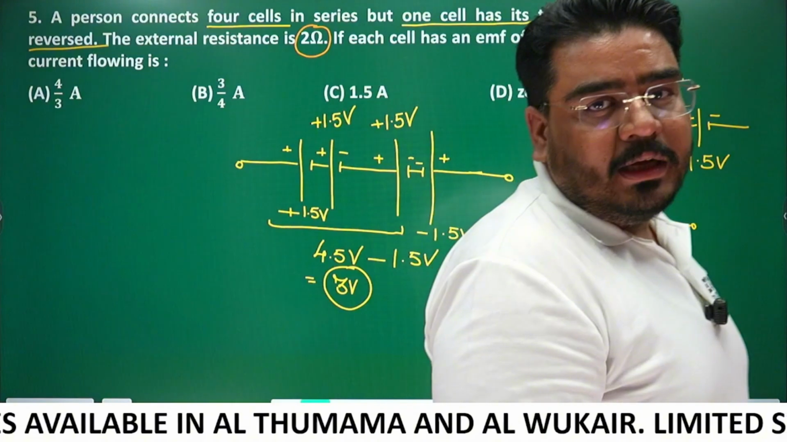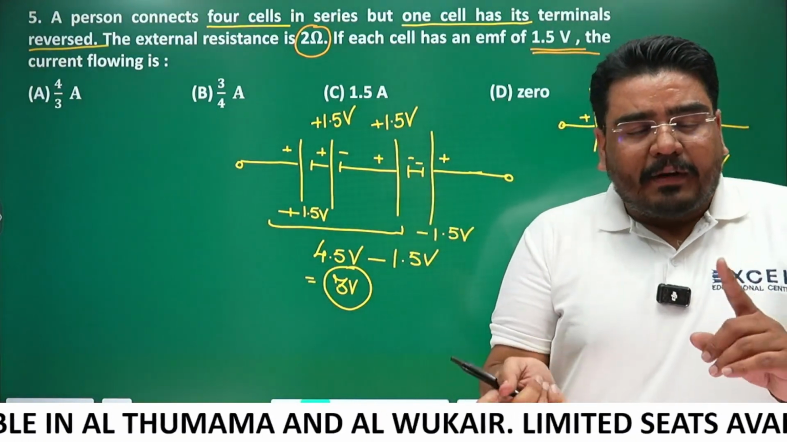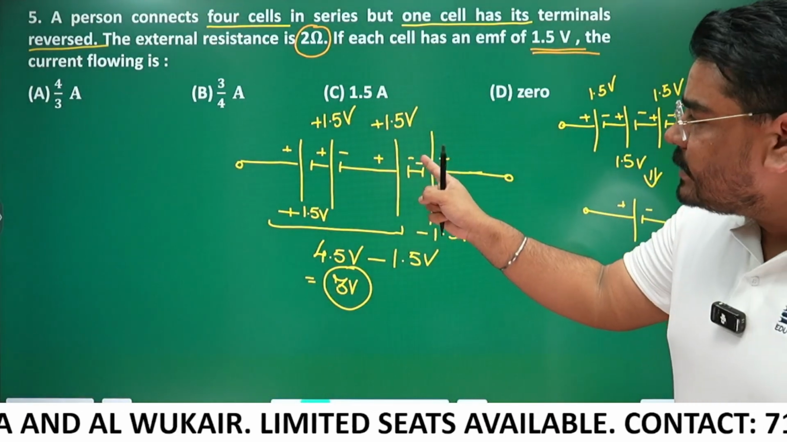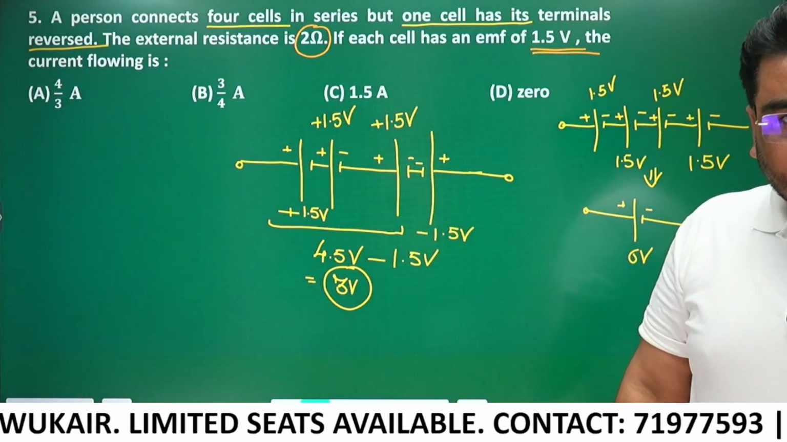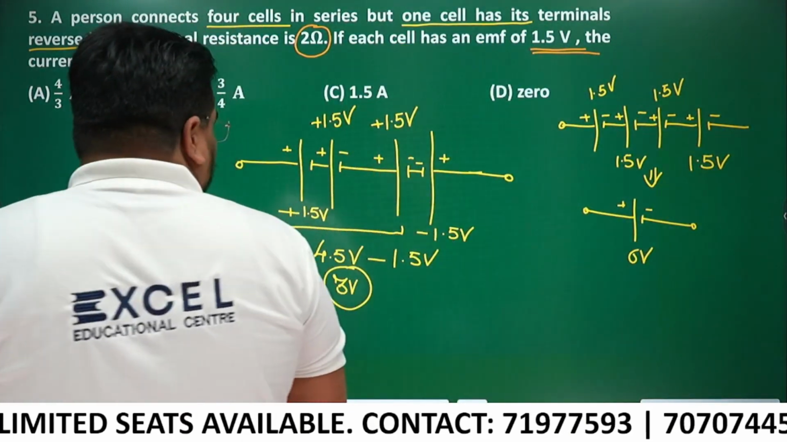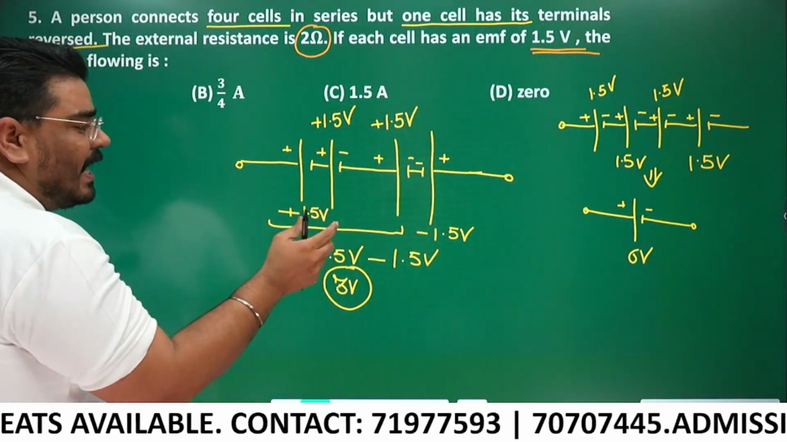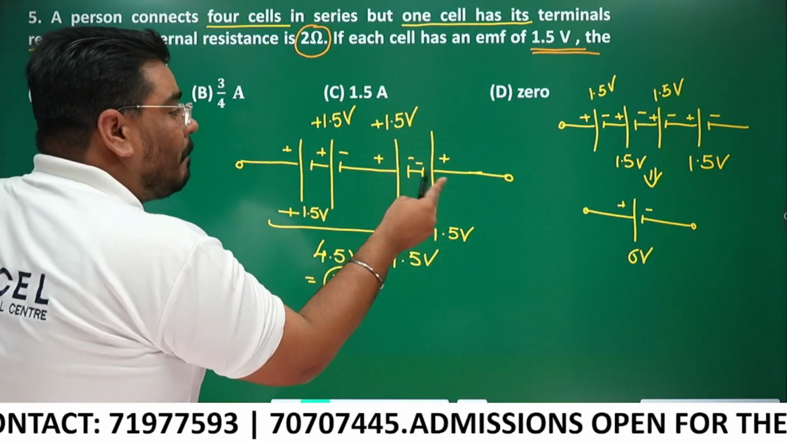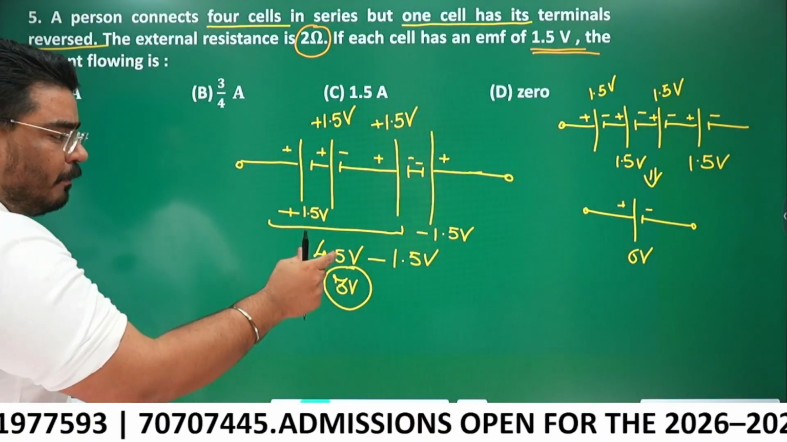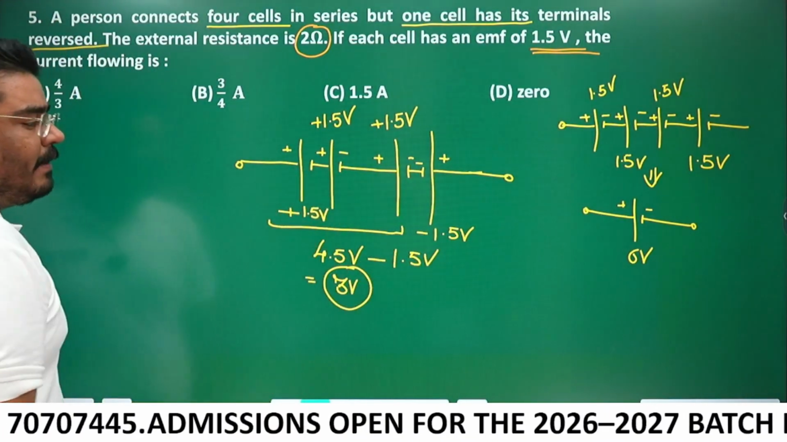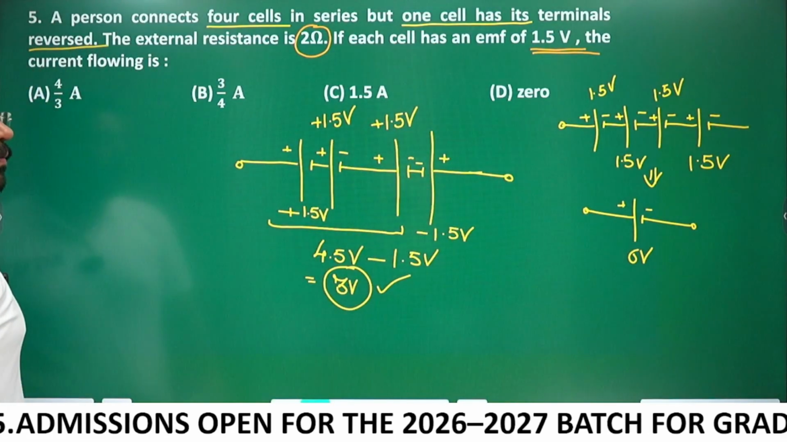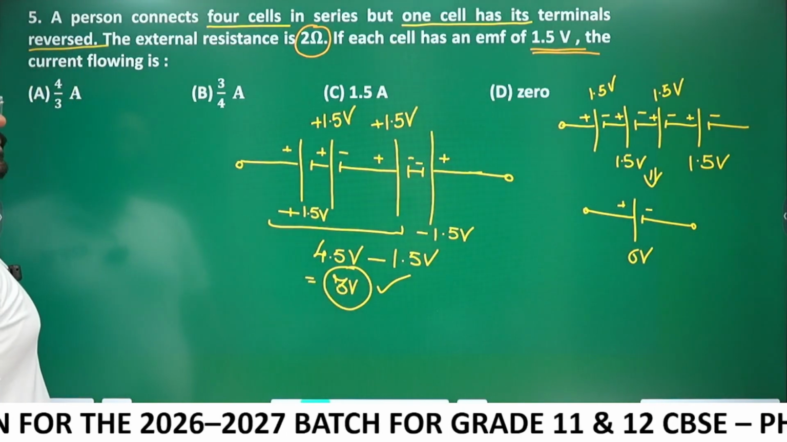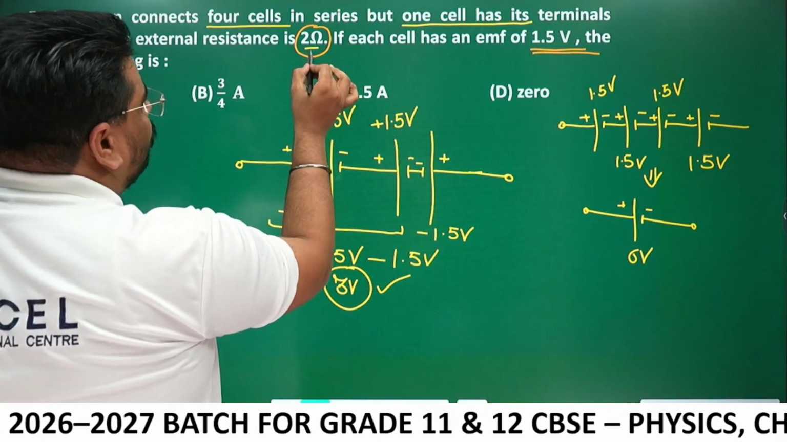Please remember this concept, that if a battery is reversed, always remember your voltage will be opposing the other cells, right? So in this case, because 3 of the cells were in the same direction, we added them up. And why did we subtract this one? Because it was trying to oppose those 3. So 4.5 minus 1.5. So the net voltage that will be provided by this entire setup will be 3 volt.